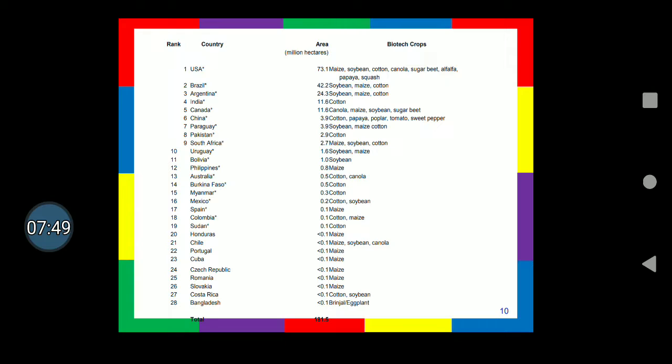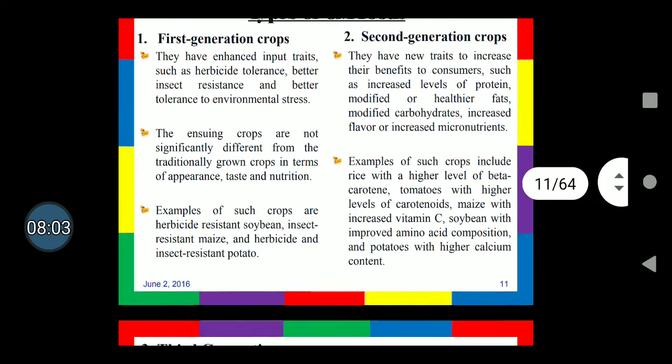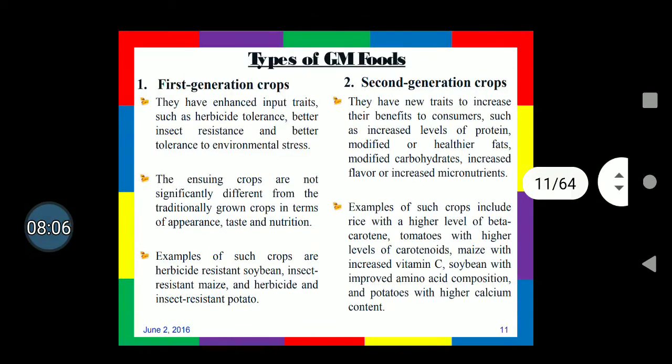Here we can see the list of various countries which are producing biotech crops, and especially India produces Bt cotton. The types of genetically modified foods: we have first generation, then second generation, and so on.